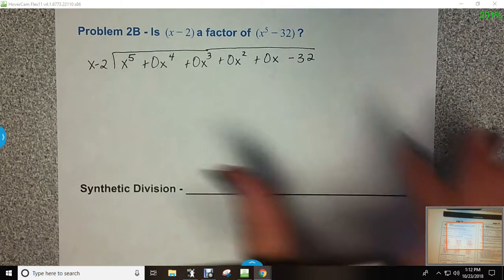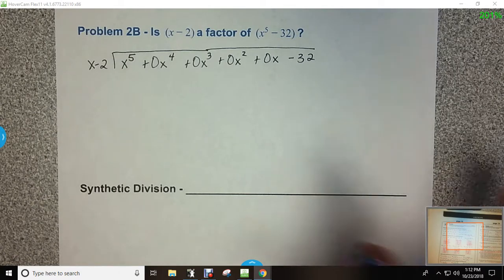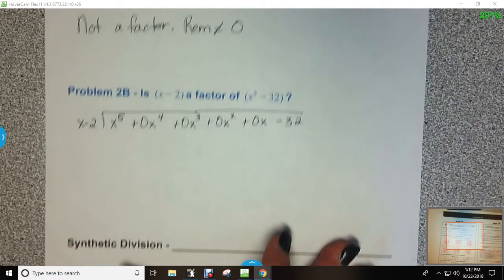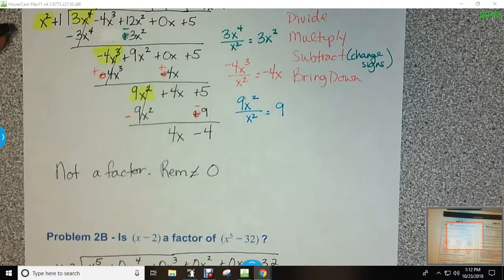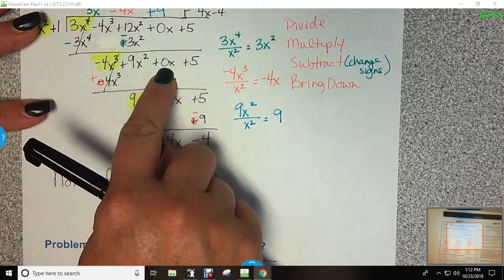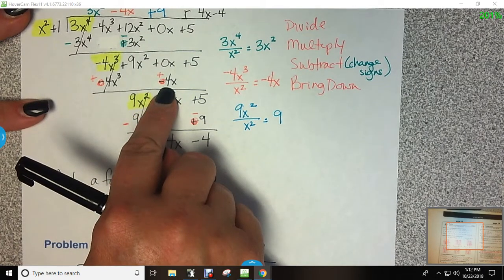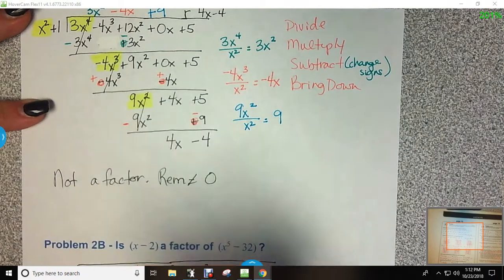Okay. And before we get too far, let me go back up to that problem above that we just finished, and I'll show you why the placeholder is important. If we go up here, there's my placeholder. When I brought it down, if I didn't have that placeholder, would I have anything to combine with my 4x? No, that's why I needed it.